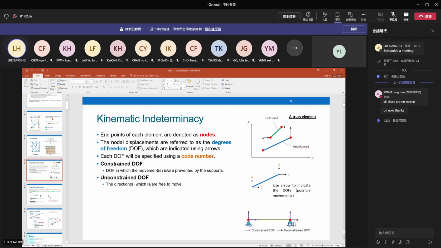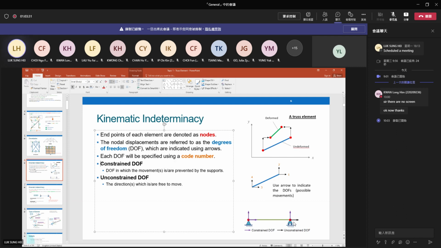And then I introduced some terms last time. What is known as degrees of freedom? Degrees of freedom is also one important concept. Degrees of freedom means the possible movements at the end of a member, that means the movements at the nodes. For truss elements, we only support translational movements, horizontal and vertical. Some movements equal 0, some movements are non-zero. We call that constrained degrees of freedom and unconstrained degrees of freedom.